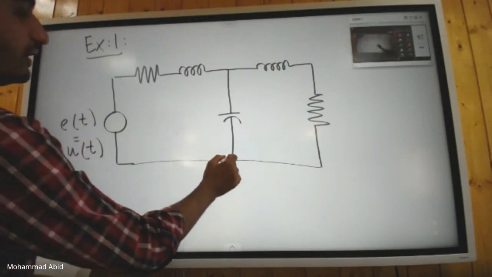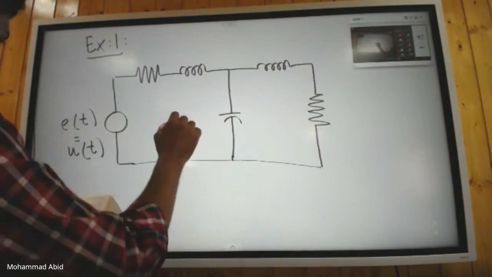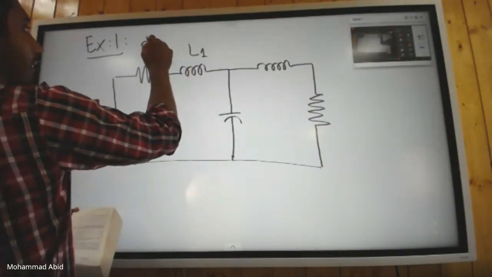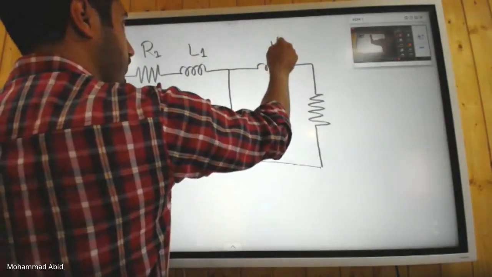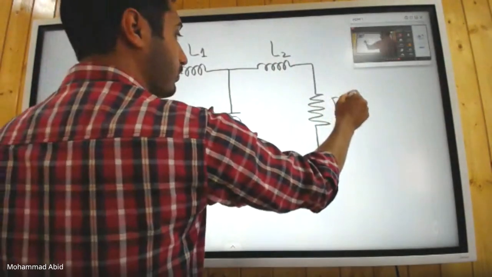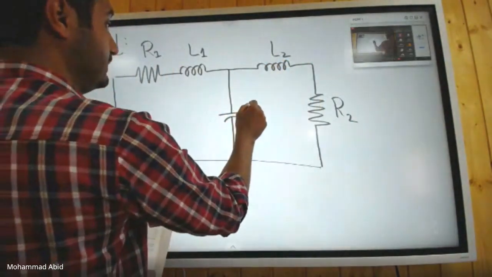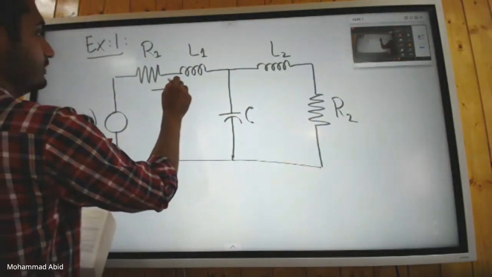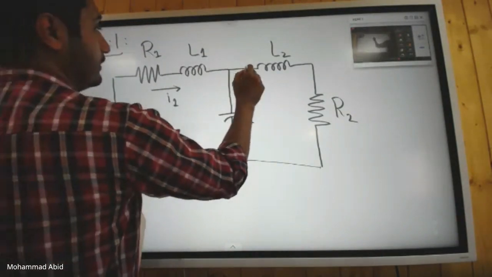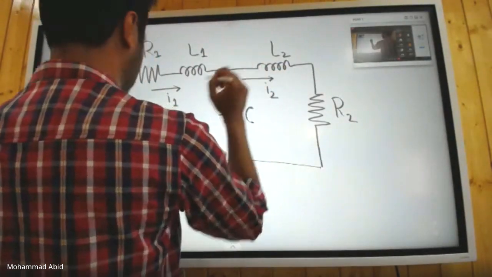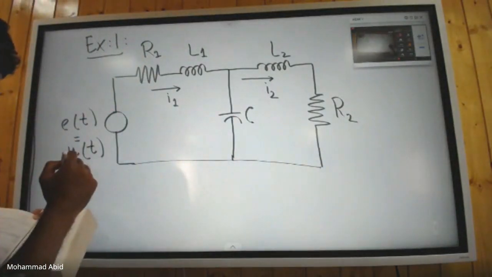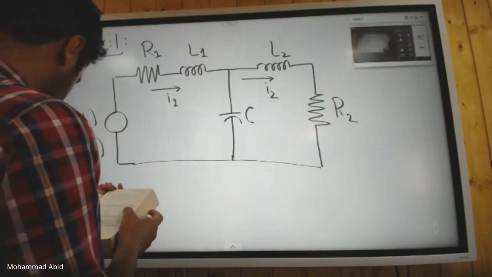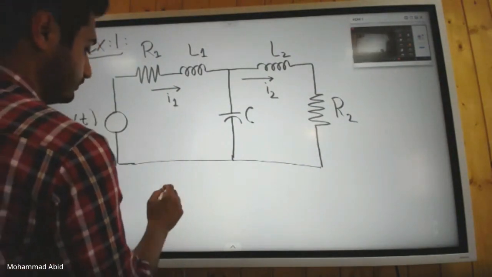You will just get the feeling of how we insert the entries in these matrices. This is your R1, this is your L1, this is your L2, this is your R2, and this is your C. This is your I1 current, and this branch current is I2. Here it's assumed that the output is measured across, the I2 is your output.